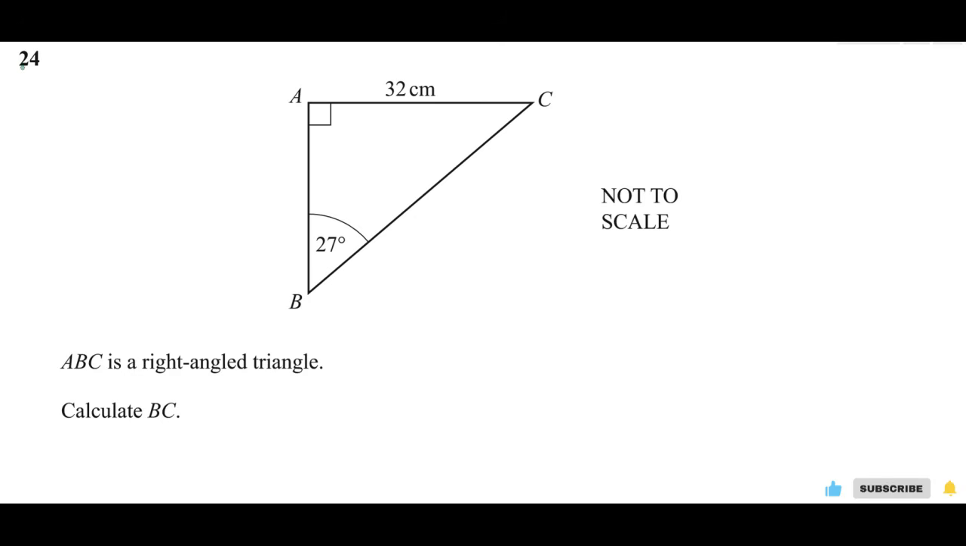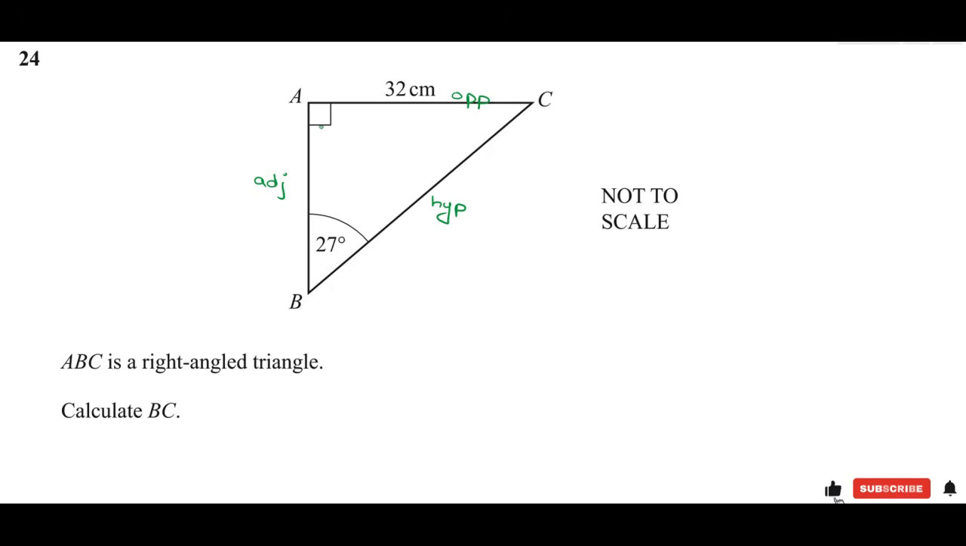Yes. Question number 24. ABC is a right angle triangle. Calculate BC. BC, this side length we need to calculate. It is a right angle triangle, right? Okay, so this angle we have been given, the front side of that angle is the opposite. The other leg is the adjacent. And the sloping one is the hypotenuse. Okay, so we have been given the opposite. We need to figure out the hypotenuse. Which trigonometric ratio do we have to apply, which involves opposite and hypotenuse?